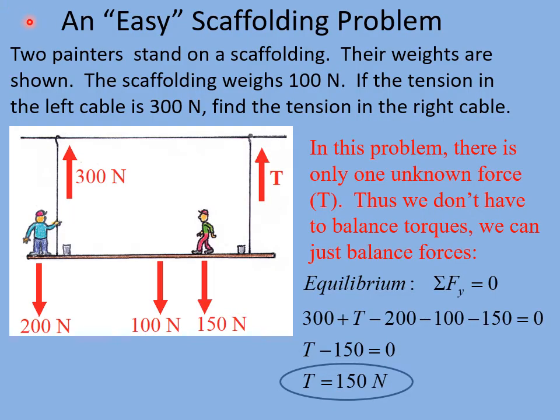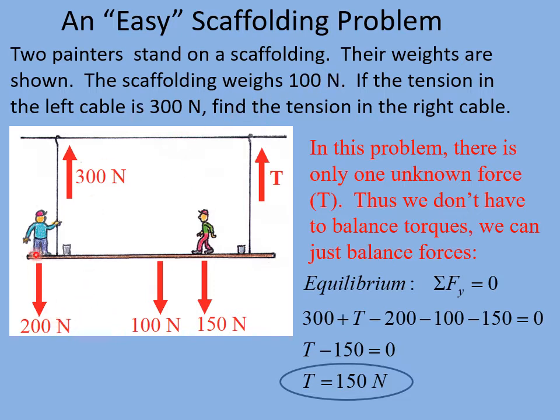A classic problem in the study of static equilibrium of extended objects is the so-called scaffolding problem. And the last problem we just did with the woman lying on the board is technically a scaffolding problem as well. This is what they normally look like, though. You have two painters standing on a board here, and there's cables that raise this board up and down the building so that they can paint.